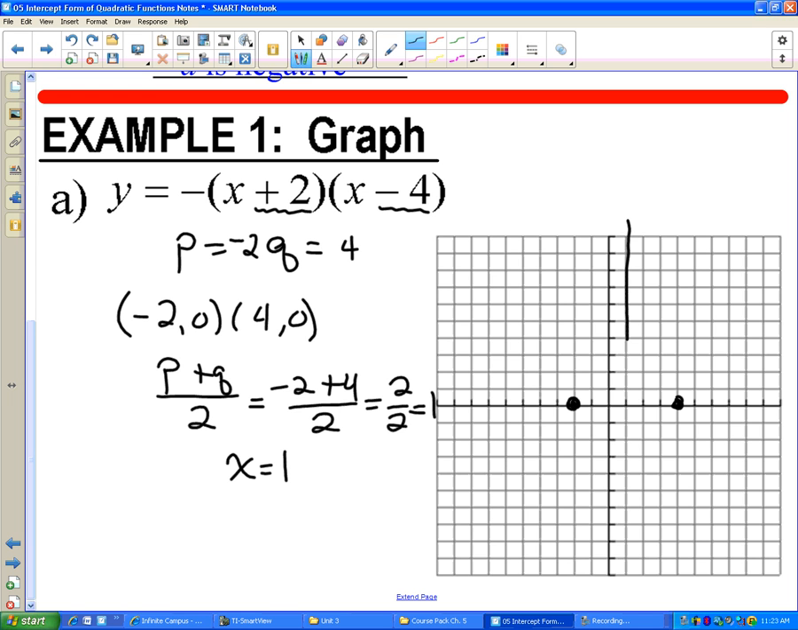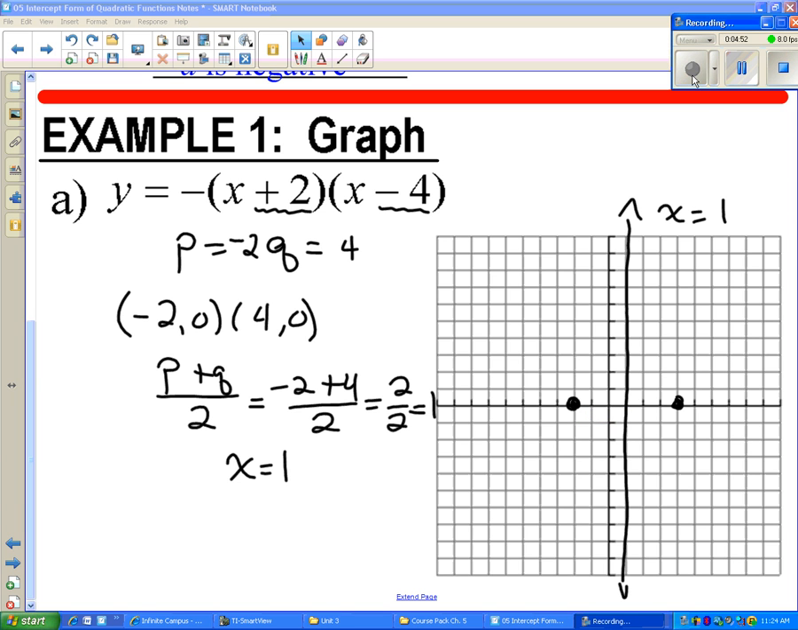That is my axis of symmetry. Okay, and notice my 2 intercepts are equidistant, the same distance. This here has a distance of 3, and this is a distance of 3. So that is my line of symmetry. So I know my vertex is somewhere on this axis of symmetry.